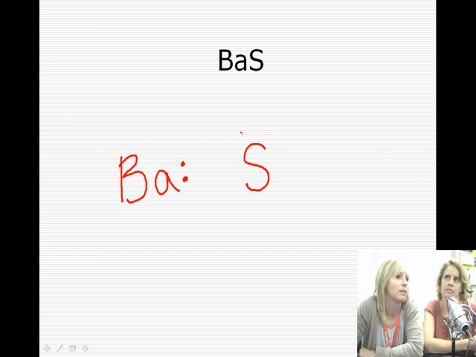Sulfur is in group 16. And look, it's missing 2. It wants 2. Barium's a perfect match. There we go, a match made in heaven.